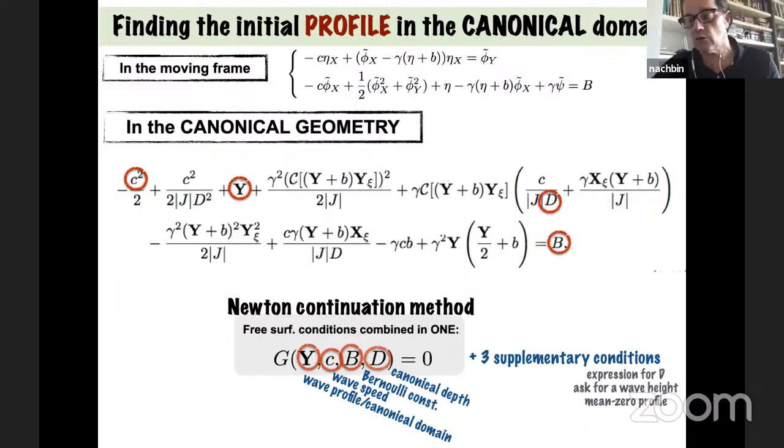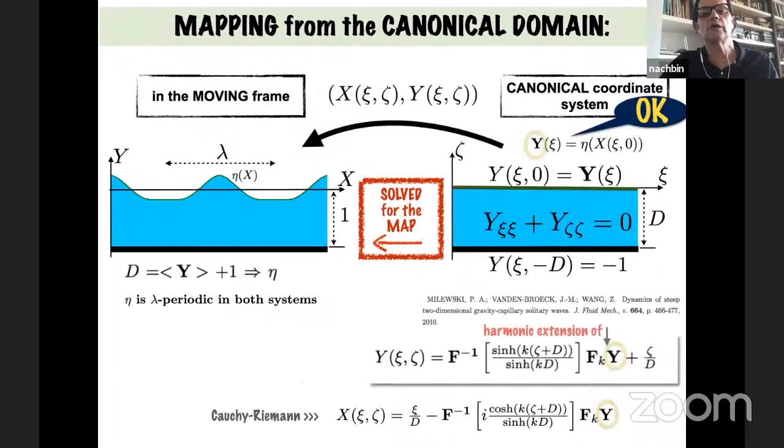That's basically one of our equations for our Newton continuation method, right? It's basically a Newton method you sort of updated, and so on the Jacobian. We then have to acquire 3 supplementary conditions so that we have 4 equations and 4 unknowns. But that's not difficult. So basically we impose, as written here, a request for the wave height, ask for a mean zero profile, and so on. And we basically can solve this and iterate and find our traveling wave profile and all the other ingredients.